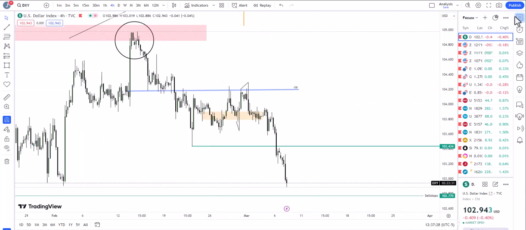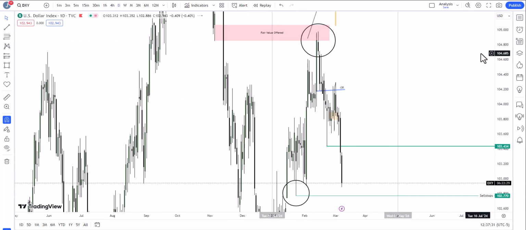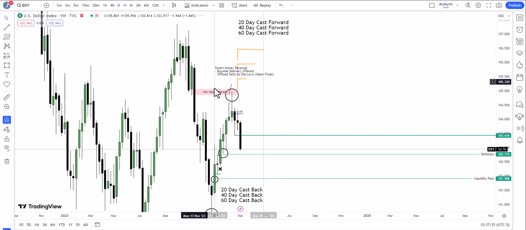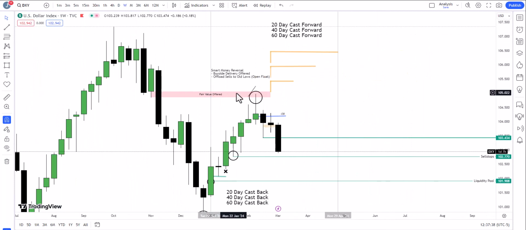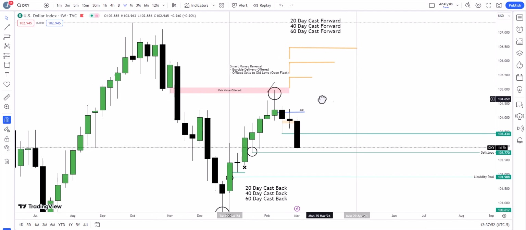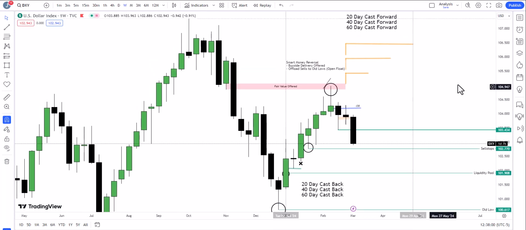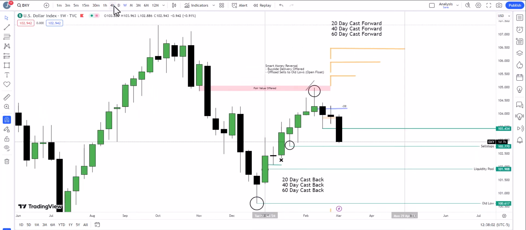And let me just show you the dollar as well. So dollar, we have fair value offered on the weekly. If you look at this down close candle, which would be a bearish order block, on the weekly time frame, from the low to the close there, when price traded back up into that and retraced, fair value was offered. So once that happened, I mapped out my charts here.